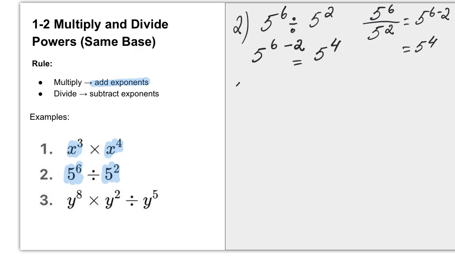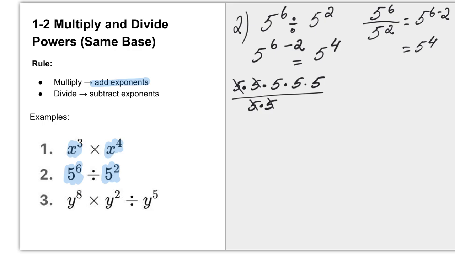Right, so let's expand so we can see if we're doing it right. There are 6 5s at the top and 2 5s in the bottom. And so if you divide 5 by 5, it will equal 1. 5 divided by 5, it will equal 1. Then we're left with 4 5s. And then we can rewrite that as 5 raised to the 4th power.